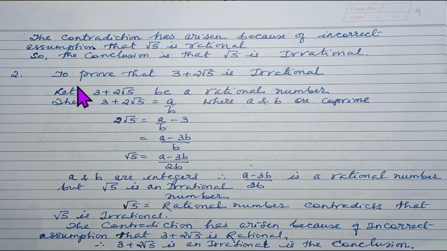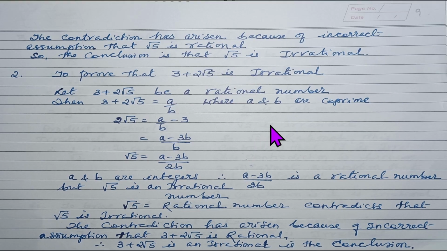Now the second example is to prove that 3 plus 2 root 5 is irrational. Again we can very well say directly, 3 is a rational number, 2 is a rational number, root 5 is an irrational number. When we multiply 2 into root 5, we get an irrational number. When I add an irrational number to a rational number, again it is an irrational number, because we know that the sum of a rational and an irrational number is an irrational number. Therefore 3 plus 2 root 5 is 100% an irrational number. That is the direct method.